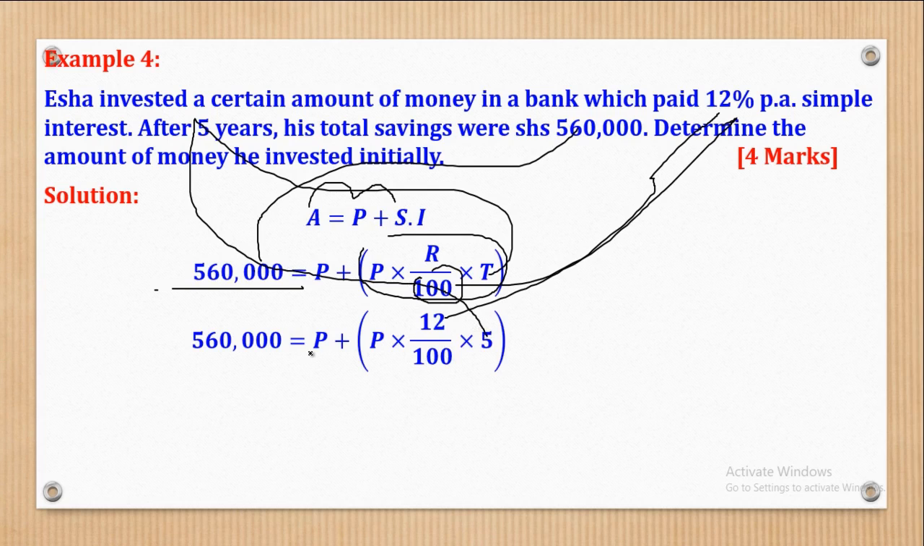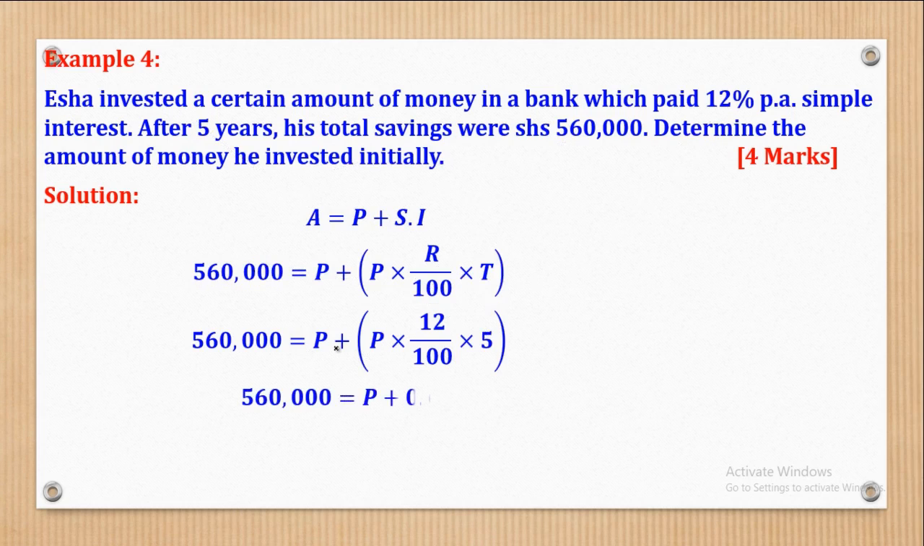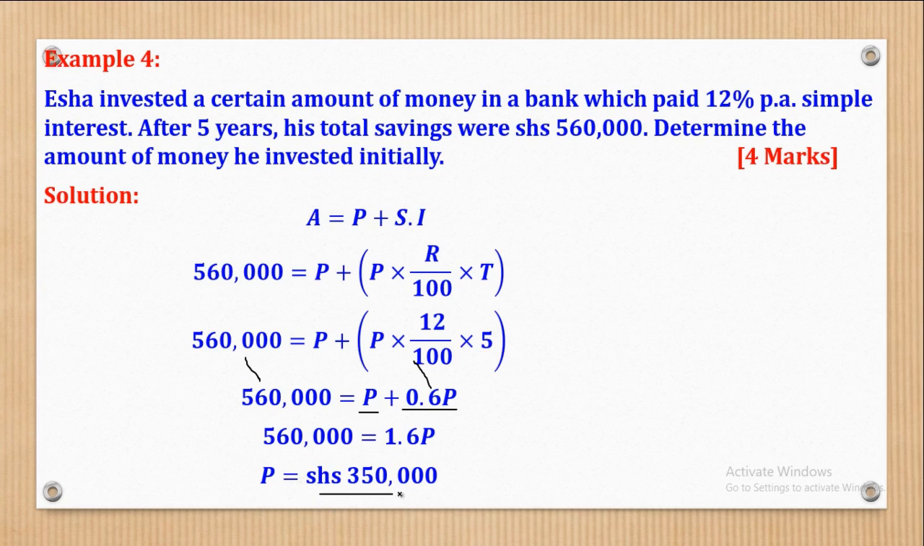So I think we realize that we have only one unknown, which is P. So what we are going to do, we have to simplify. So when I simplify, 12 over 100 times 5 is 0.6. So in the end I come up with 0.6P in this bracket. Then this side is still 560,000. Now 0.6P plus P will give you 1.6P, which is that. So when I divide by 1.6 on both sides, I'll come up with P being equal to shillings 350,000. So basically that is the amount he invested initially.